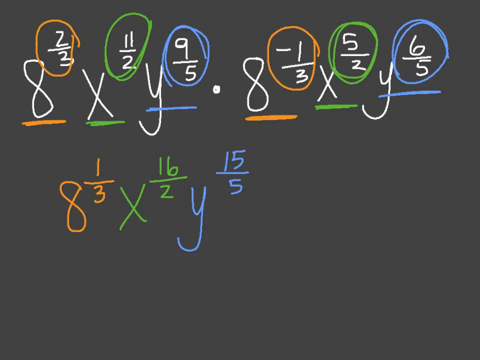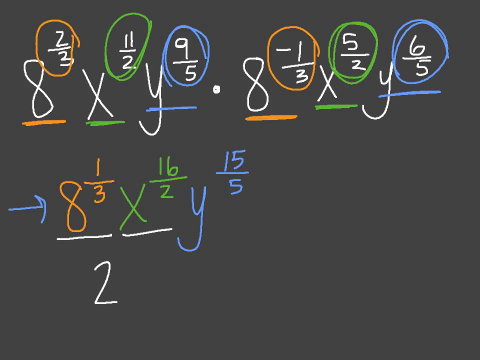Now when I look at this answer, it's not quite as far simplified as it possibly can be. If I look at this 8 to the 1/3, there's no variable there, so I'm going to type that in my calculator using my exponent button. 8 to the 1/3 power is 2.